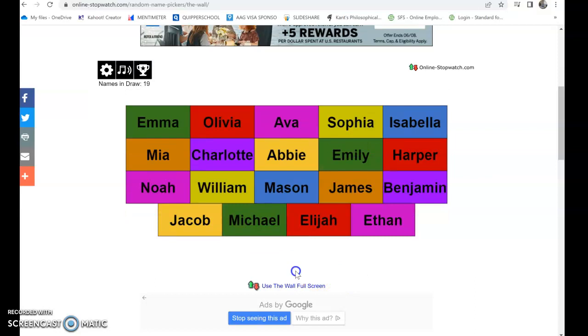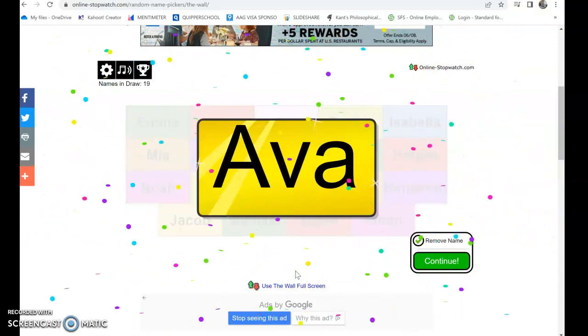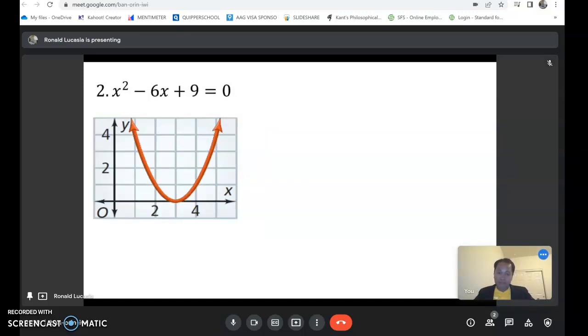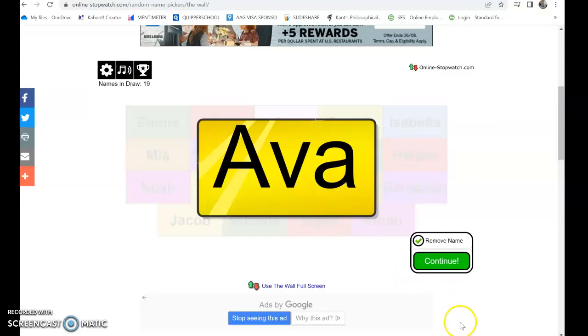Let us have the second graph. Can we hear it from Ava? Ava, can you give us your observation and your graph in number two? Awesome, Ava. So according to Ava, the graph of x squared minus 6x plus 9 intersects the x-axis at one point only.